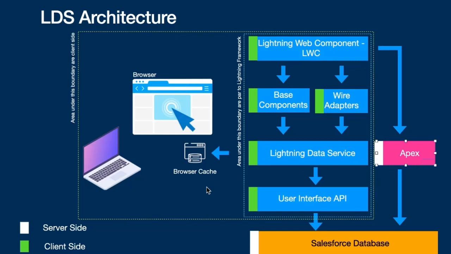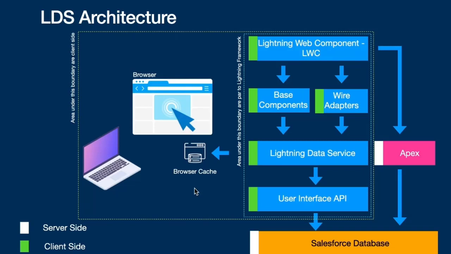So whenever we make a call to Lightning Data Service using a wire adapter, the data is returned to the browser and saved in the browser cache. Then the component retrieves the data from the browser cache and shows it in the UI. Someone might ask a question like, if someone goes back to the Salesforce database and updates the record, what happens to the cache? So in the Lightning Data Service framework, there is a system behind it.